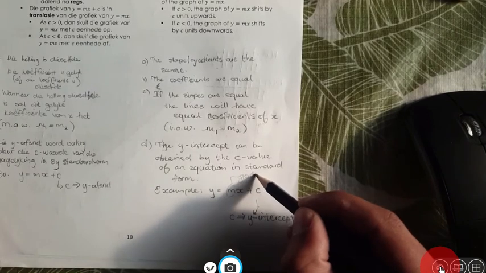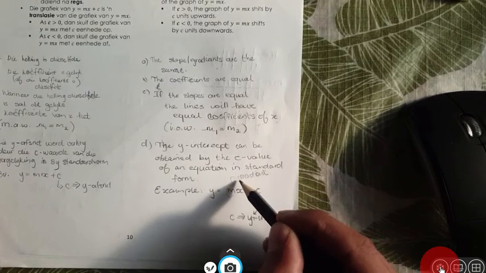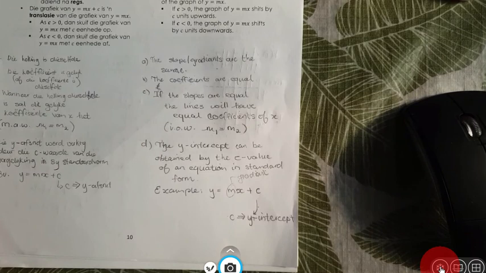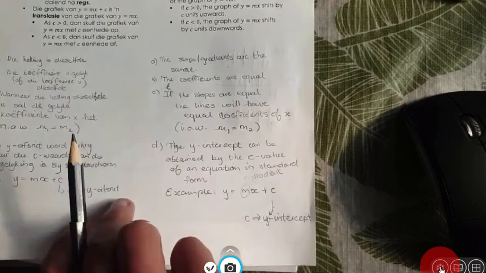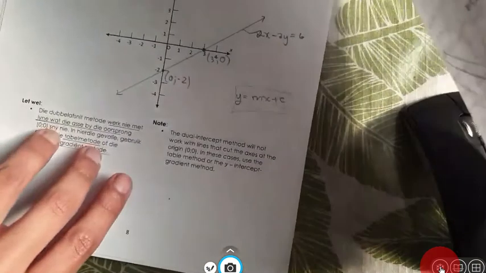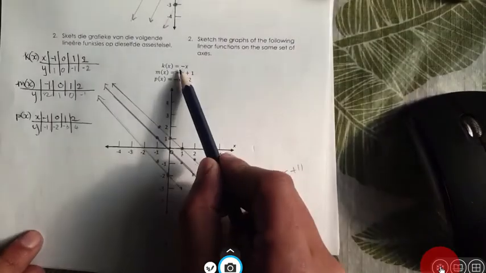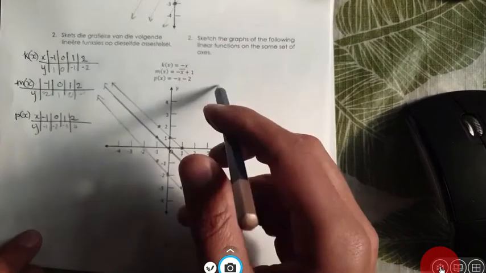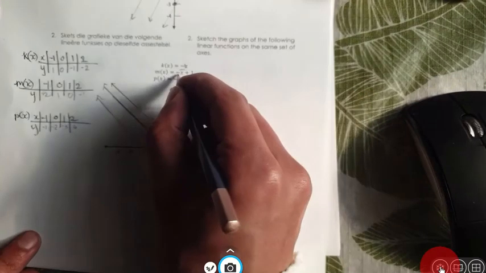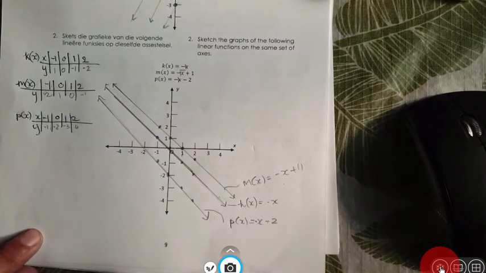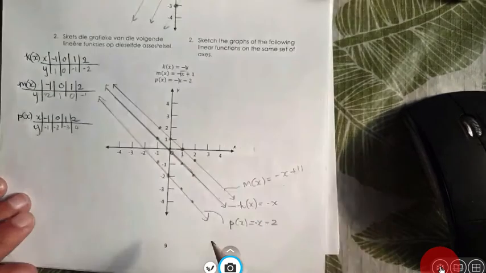Alright, remember the first one, what were all those gradients? The gradient was 2. What was the gradient in the second one? It was -1. Look here. If we look at these gradients here, at k of x, m of x, and p of x, what is the gradient there? It's -1. What is the gradient there of x? -1. And that gradient there is -1. Alright? So once again, the gradients are the same.